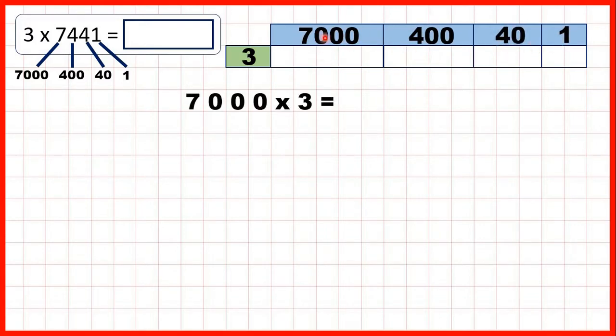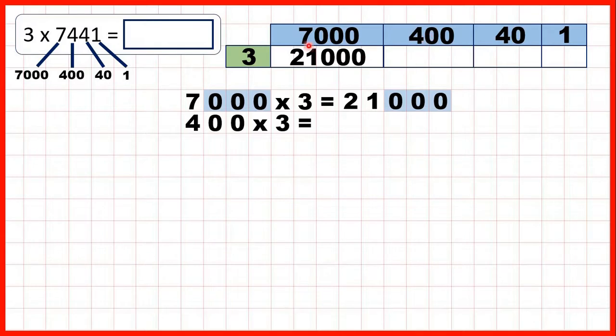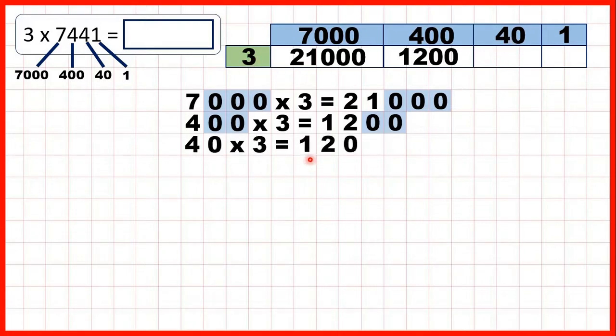Now here we need 7,000 times 3. That's 21,000, because 7 times 3 is 21, and then we need 3 end zeros. Here we need 400 times 3. That's 1,200, because 4 times 3 is 12, and then we need 2 end zeros. Here we need 40 times 3, so that's 120. 4 times 3 is 12, and then we need 1 end zero. And here we need 1 times 3, so that's 3.